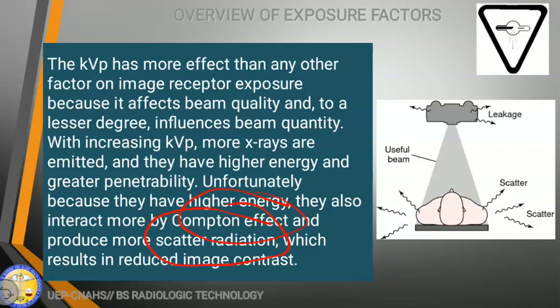Let's review what scatter radiation is. From the X-ray tube, we have the useful beam. Some of this useful beam will interact with the anatomy of interest, or the patient. Those that exit and interact with the image receptor are now called the remnant radiation. Those radiation that exit the human body but do not interact with the image receptor are called scatter radiation. The more scatter radiation, some of which may reach the image receptor, the more it contributes to reduced image contrast. That is the disadvantage of a higher kilovolt peak.